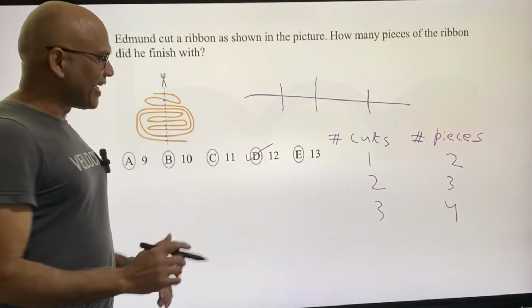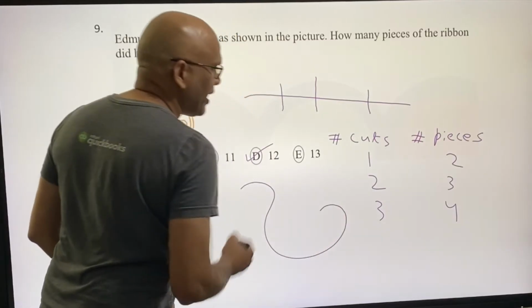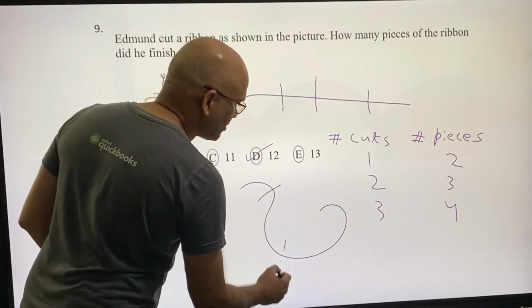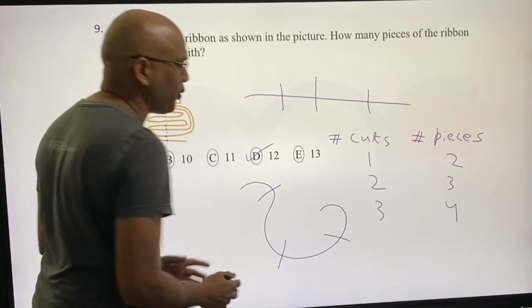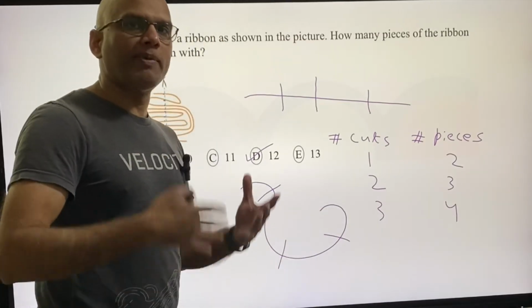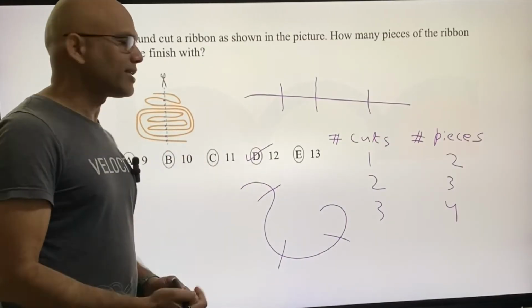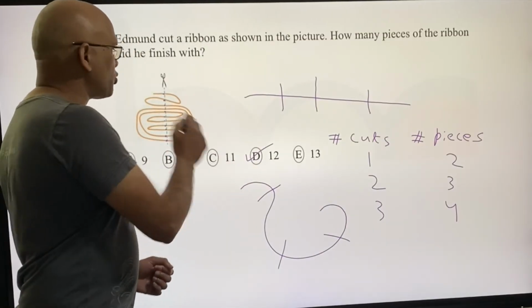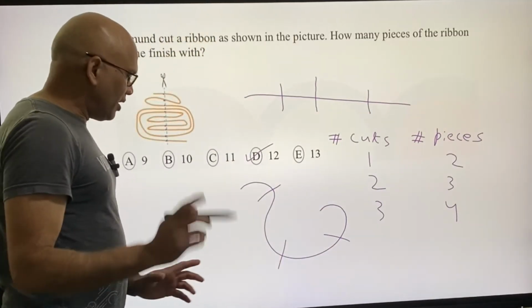And just to make it clear, the ribbon doesn't have to be straight. The ribbon can be any way. So if you make 3 cuts, there will be always 4 pieces. If you make 5 cuts, there will be 6 pieces. If you make 11 cuts, there will be 12 pieces, right? So this is always true. The ribbon doesn't have to be straight. It can be curved. It does not matter.